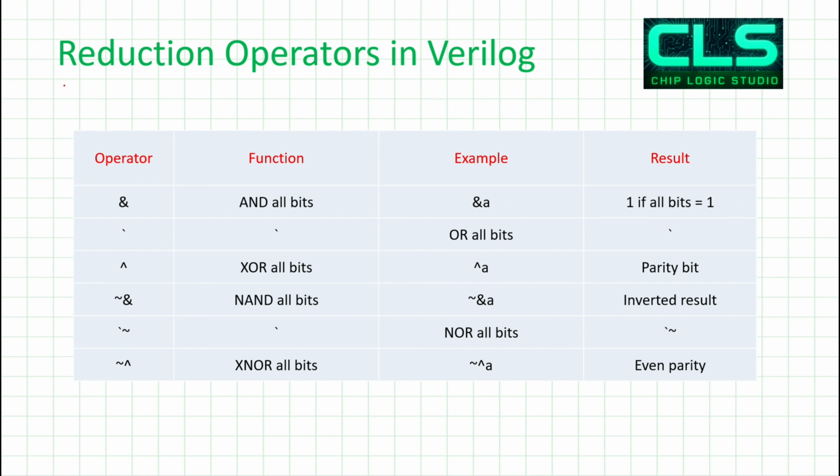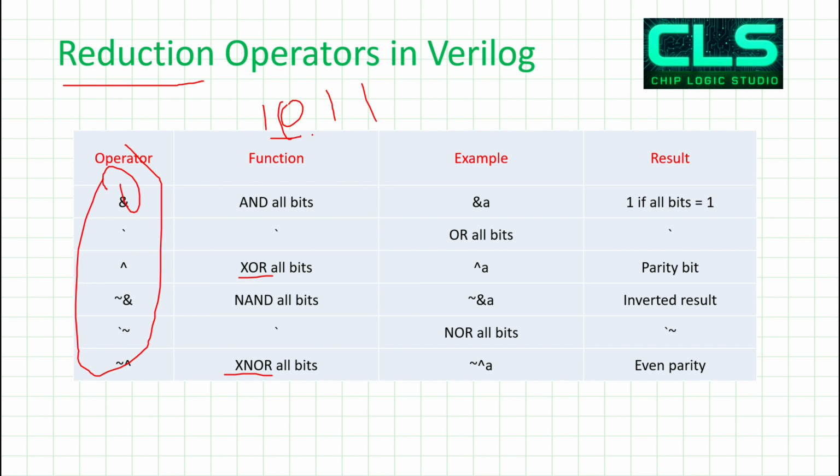Next is the reduction operator. As it suggests, we will reduce the number with the help of these operators: AND, OR, XOR, XNOR. You also see XNOR or XOR in parity checks. For example, if we have a 4-bit number 1011 and we are using AND, it will AND all these bits and give some answer, for example 1. So this 4-bit number is reduced to a 1-bit number. This is a reduction operator. We are reducing the number.